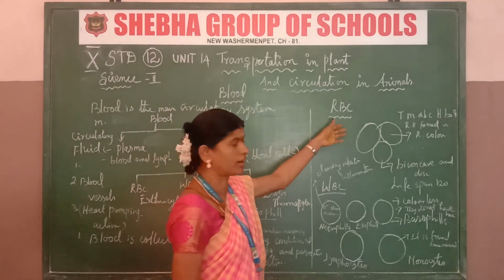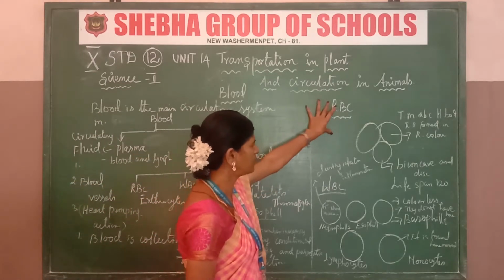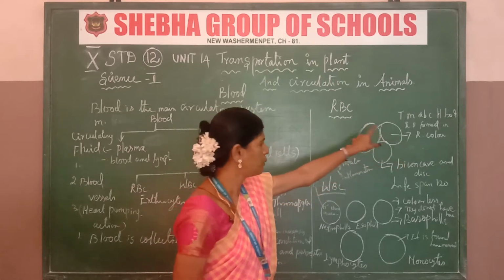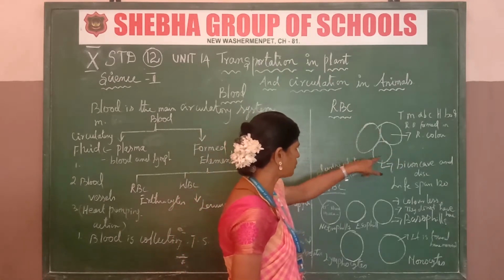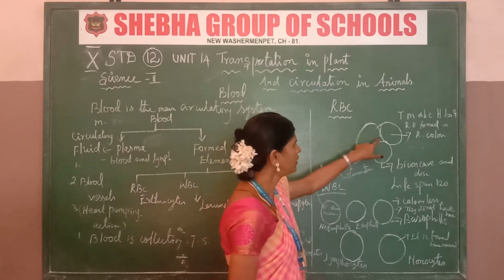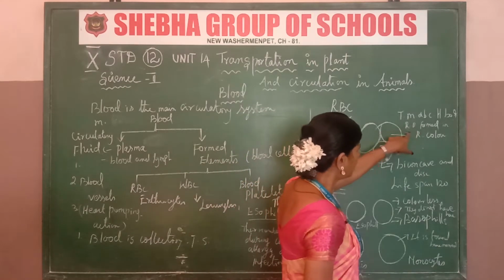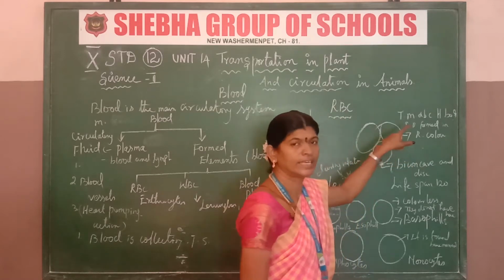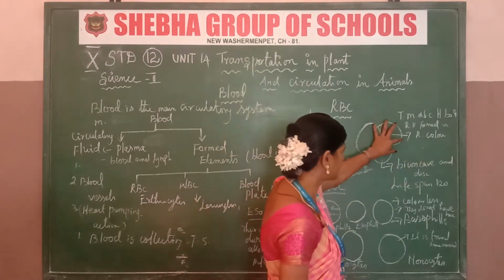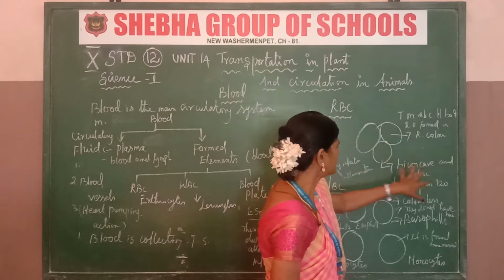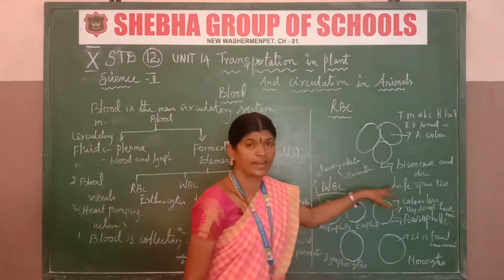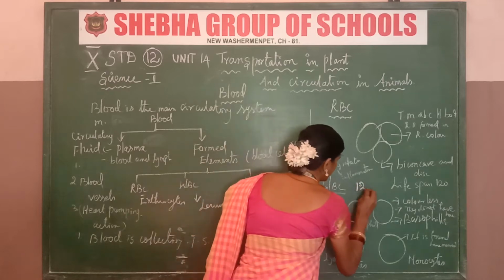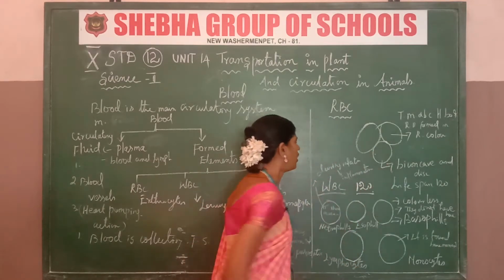Next, RBC, WBC and blood platelets in detail. First, the study of the RBC. RBC is biconcave and disc shaped. It is red in color because it contains hemoglobin. The lifespan of the RBC is 120 days.